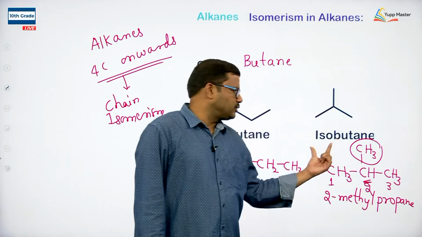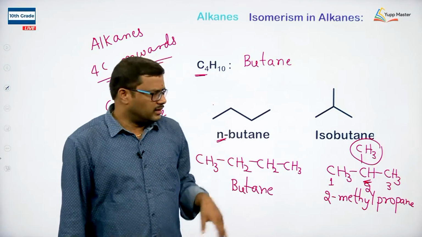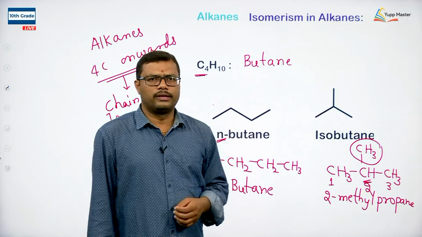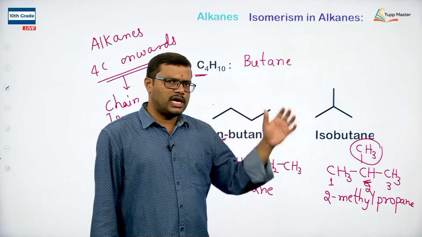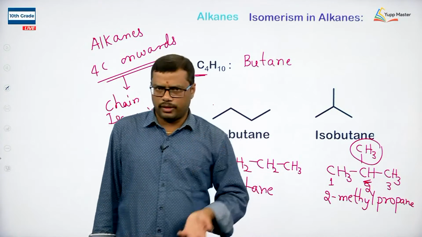The common name is isobutane. We use the iso prefix when the second last carbon atom has a methyl group and no other substitutions are present on the parent chain. In that case the iso prefix can be used.